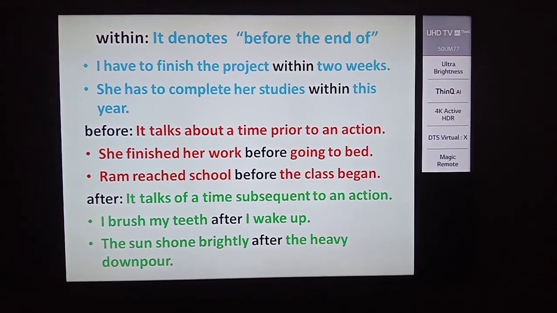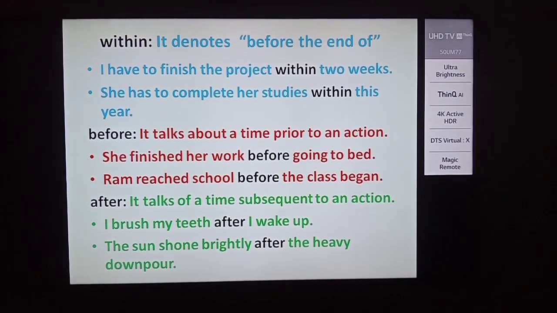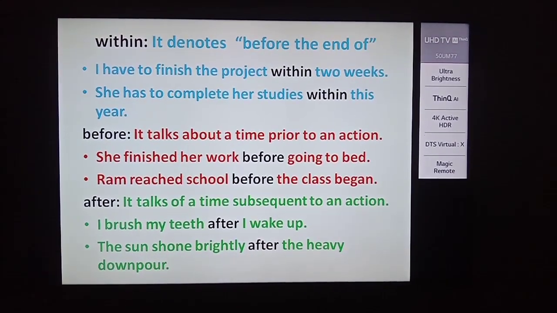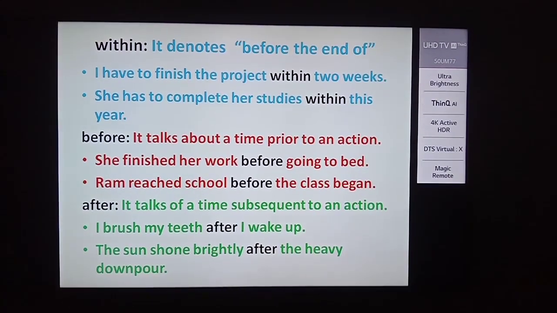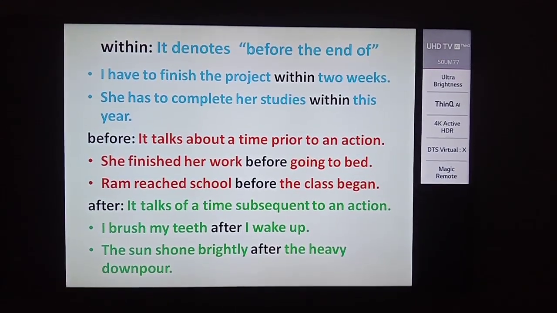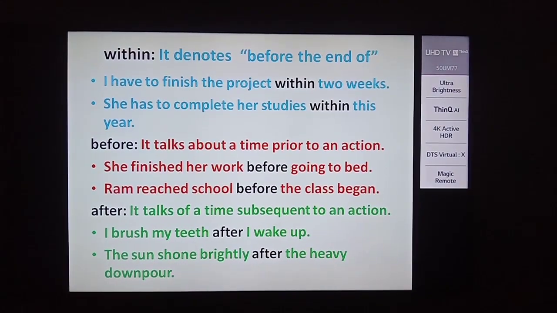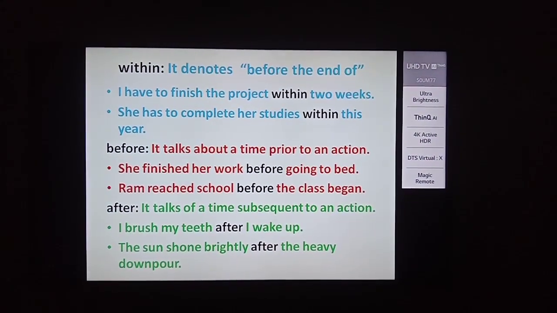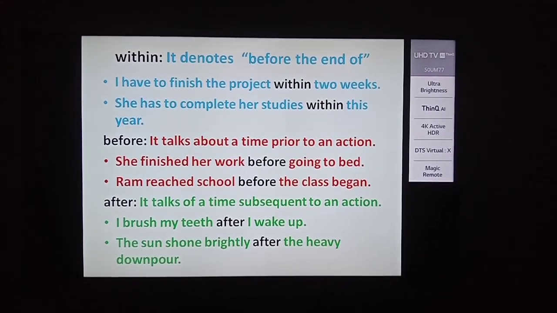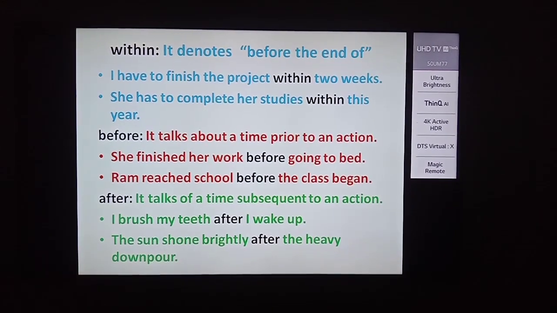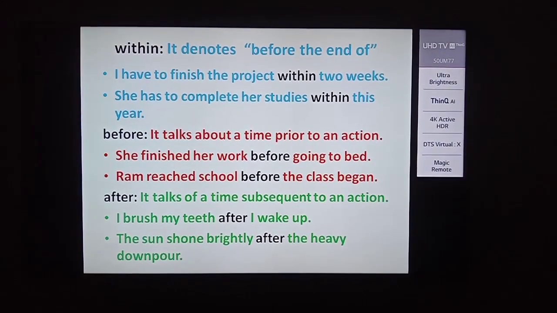Now let's come to the preposition before. It talks about a time prior to an action. Let's look at the examples here. She finished her work before going to bed. So before going to bed is the action. And before is used before the action. The next example, Ram reached school before the class began.